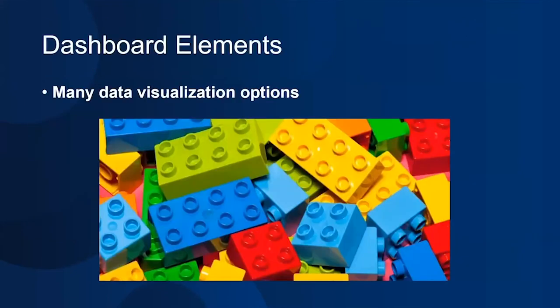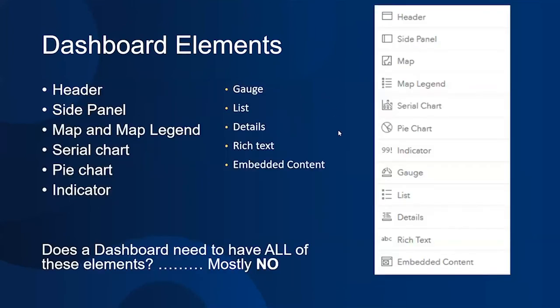Now we will talk about the dashboard elements available with the Operations Dashboard for ArcGIS. We have many data visualization options. If you are familiar with Operations Dashboard, you might have seen this before. This is the list of the elements or widgets available with the Operations Dashboard. You have header, side panel, map, etc. So you have to think about what's required here. Does the dashboard need to have all of these elements? Mostly no. We might need 1, 2, 4, 5, etc.